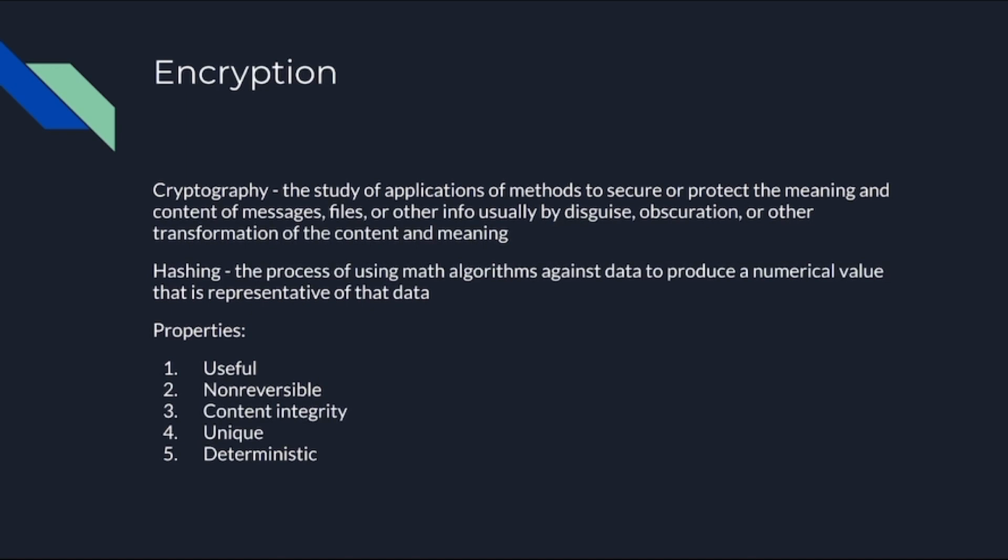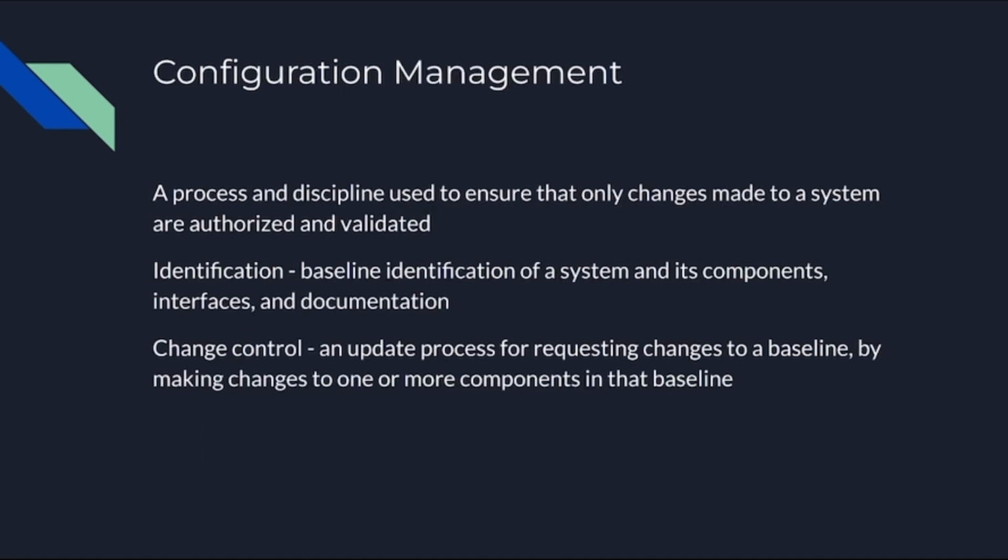And an element of that encryption would be hashing. That's a process of using mathematical algorithms against data to produce a numerical value that is a representation of that data. Some hash function properties: useful, it's easy to compute a hash value for any given message. Non-reversible, it is computationally infeasible to reverse. Content integrity, it's infeasible to modify the message. It's unique, infeasible to find two or more different sensible messages. And finally, it's deterministic. The same input will always generate the same hash.